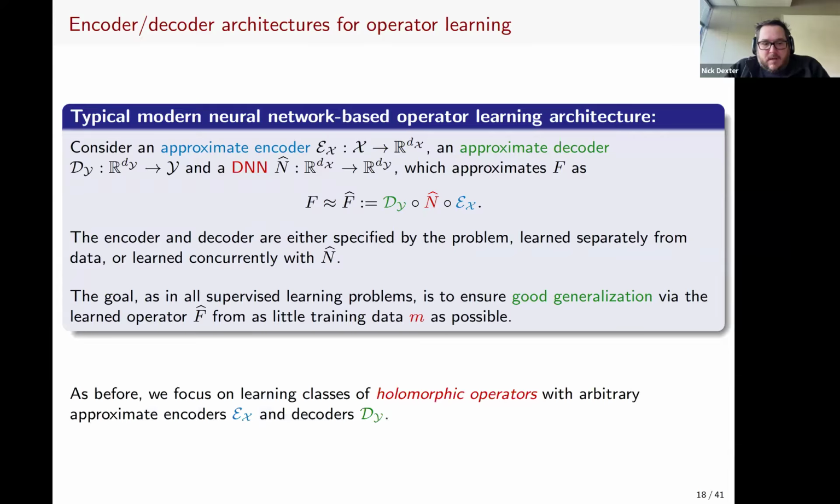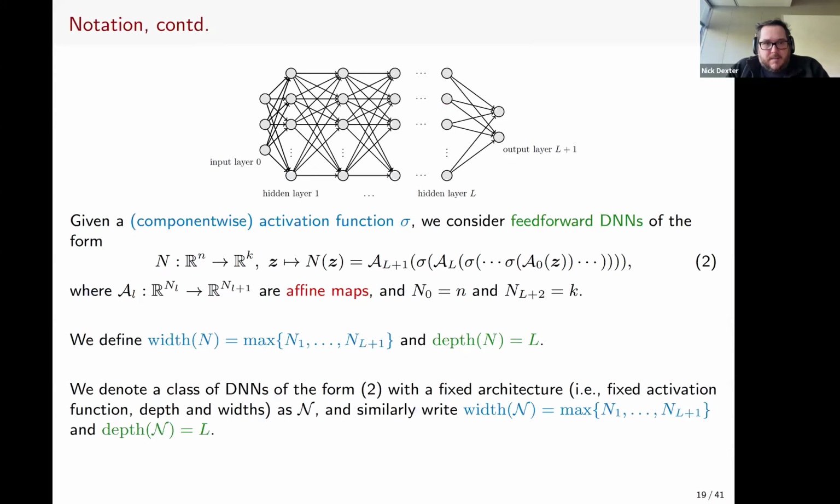As before, we're focusing on learning classes of holomorphic operators with arbitrary approximate encoders and decoders. We're using standard architectures, feed-forward DNNs. I'm sure you've all seen this many times. You have a component-wise activation function, and you have affine maps, and then you compose alternating affine maps with activation functions to construct the network. We use the same kind of standard definitions for the width and depth of the network. And then we denote a class of these with a fixed architecture, i.e. fixed activation, depth, and width, as a calligraphic N, and we write the width of N and depth of N are the same.